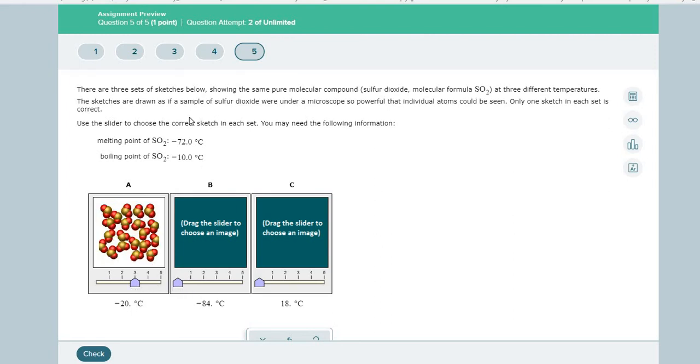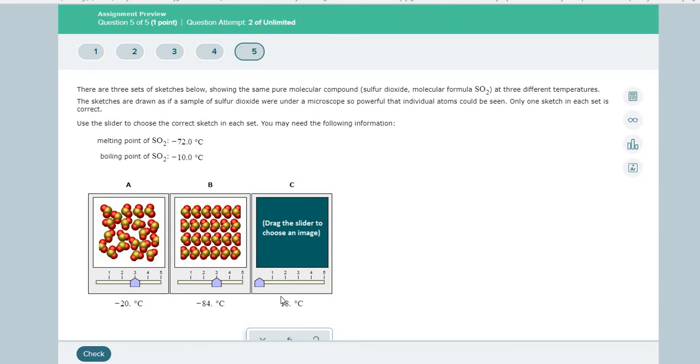Minus 84 degrees C, that means it's going to be a solid, because it's colder than minus 72 degrees C. But we already got a glimpse of what a solid looks like. That is not it. That is a liquid, it looks like to me. This is very organized. The molecules are touching each other, and so this is going to be a solid.